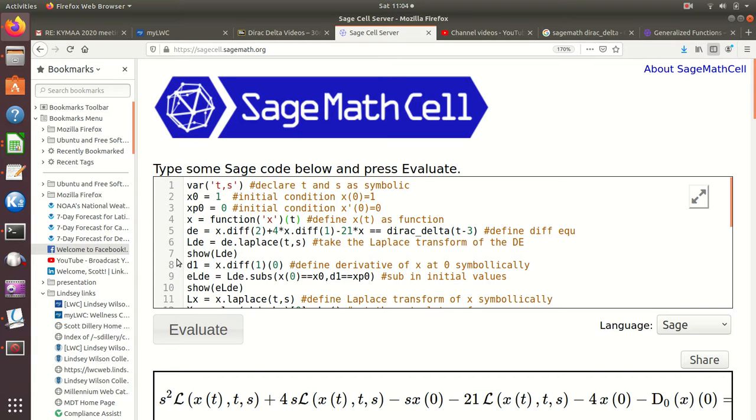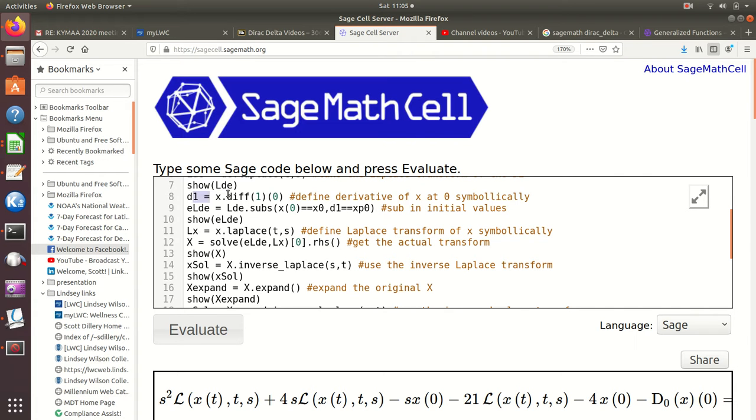Well, solving the differential equation with the Dirac delta function on the right hand side in Sage is pretty much the same thing we had to do with the Heaviside or unit step function. So I took that code that I'd used for the Heaviside function, and I just came in here and said, oh, well, use the Dirac delta function instead. So then all this stuff was the same. I took the Laplace transform of the differential equation right here. I showed it.